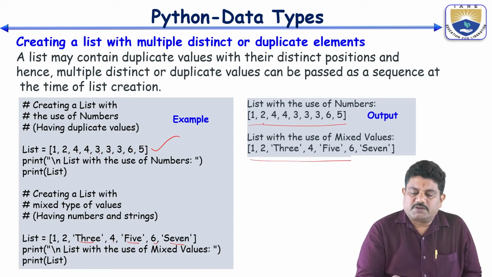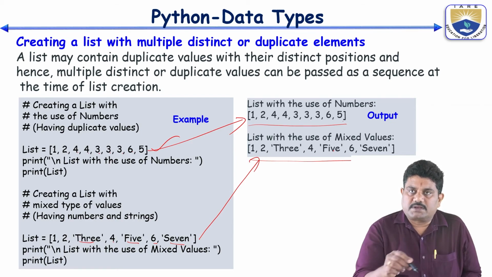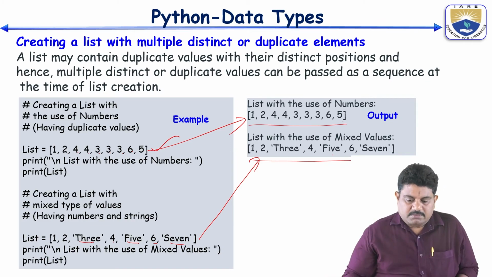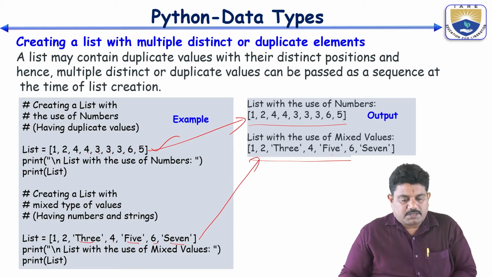The first one prints all the integers in the list, and the second one prints all the list items, whatever is in the list: 1, 2, 3, 4, 5, 6, 7. In that, 1, 2, 4, 6, these four values are integer types, and 3, 5, 7, these three are of type string. So we have no issue at all.